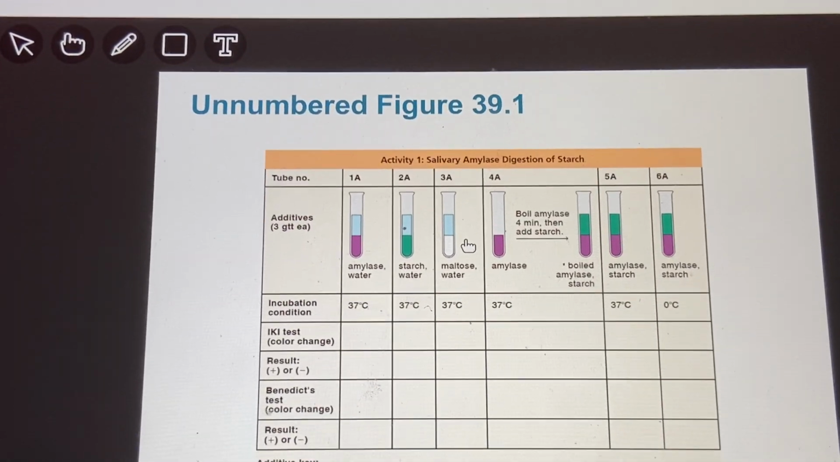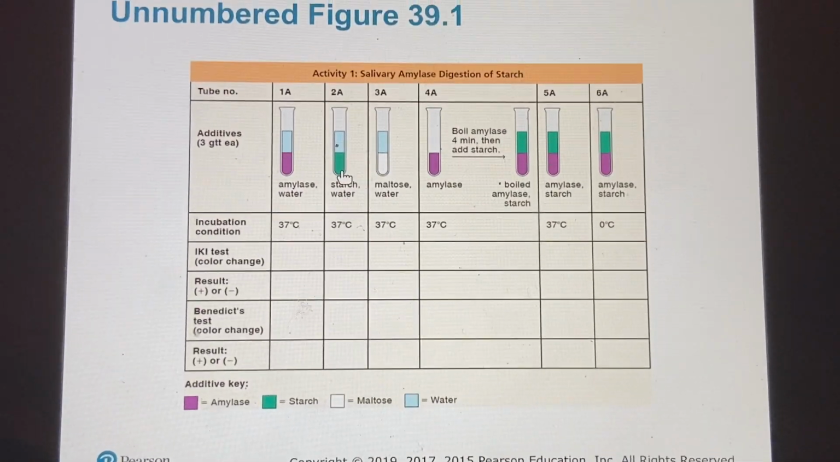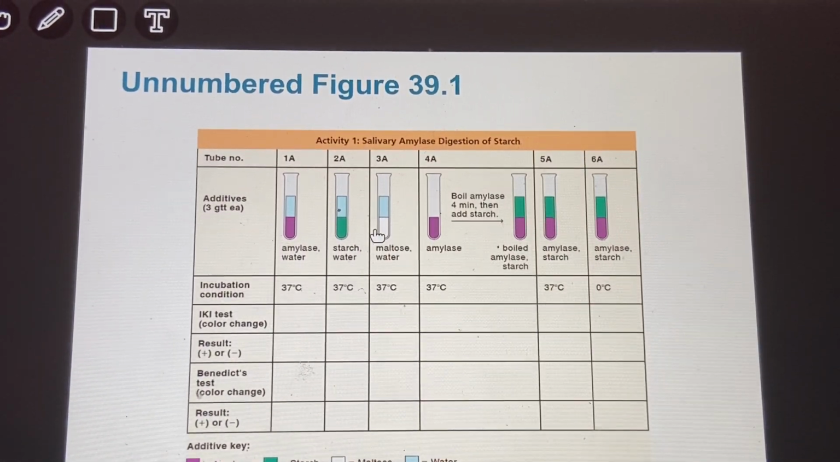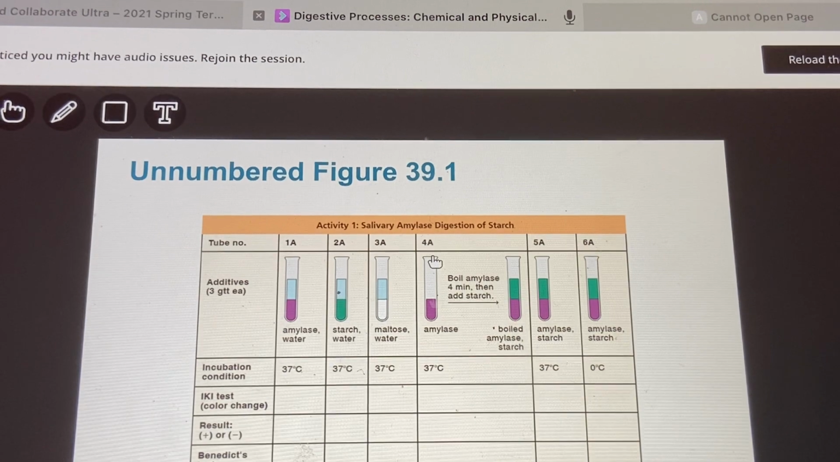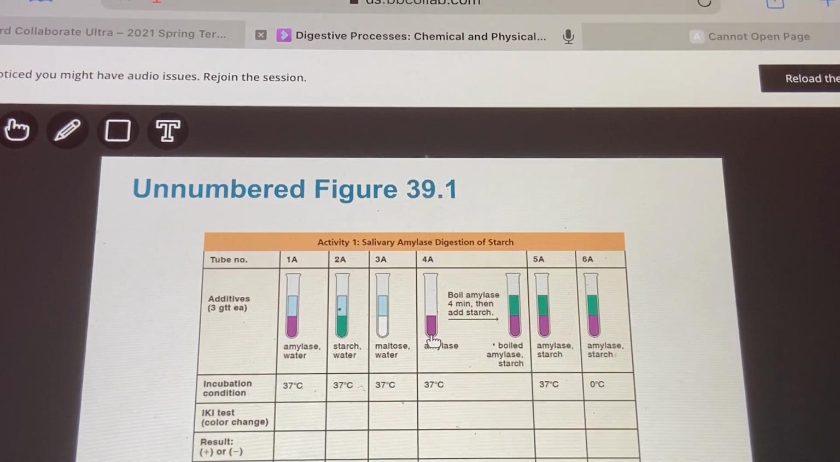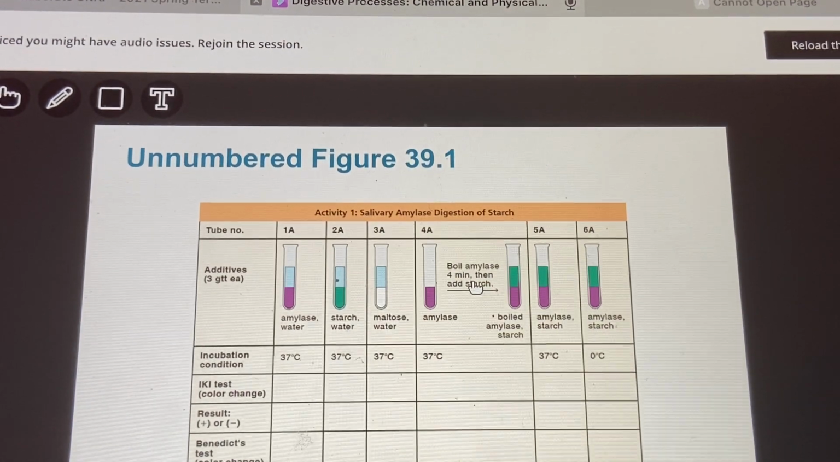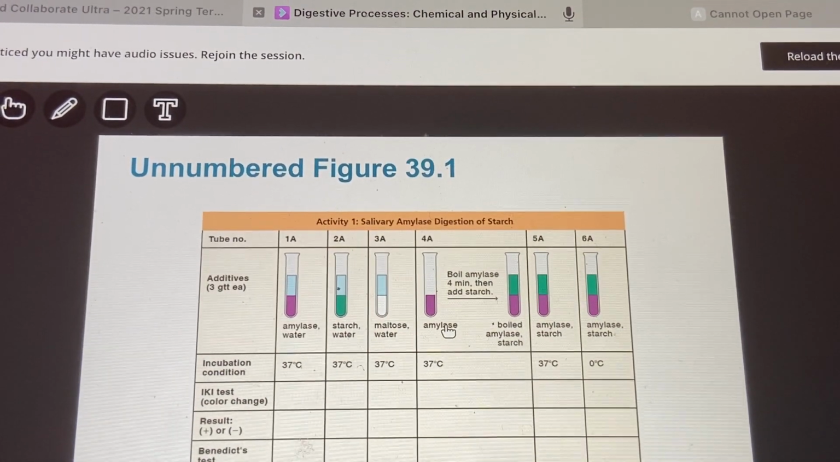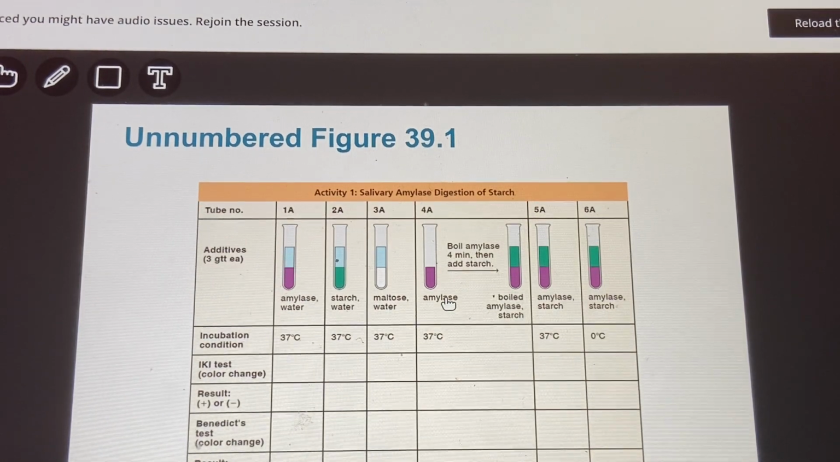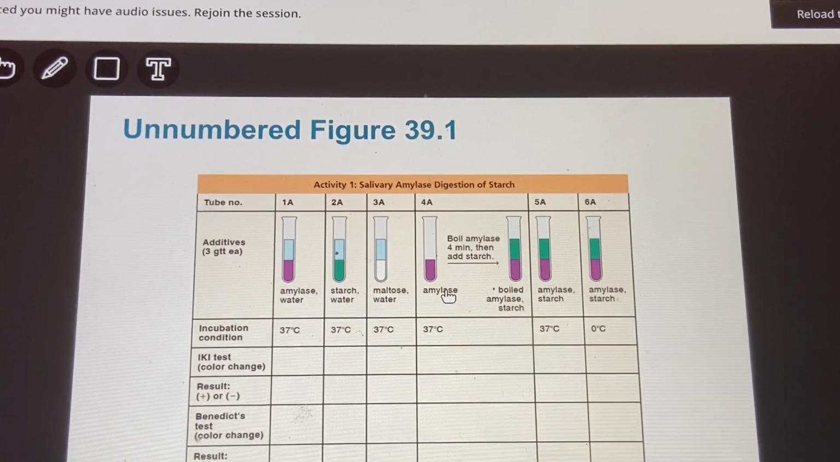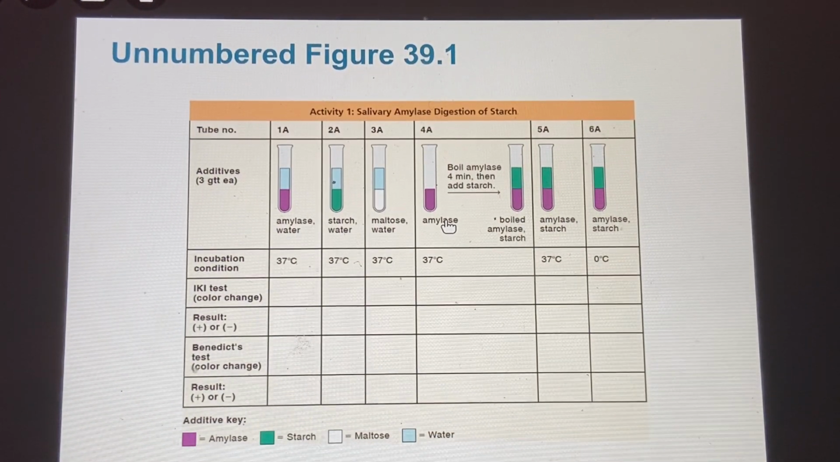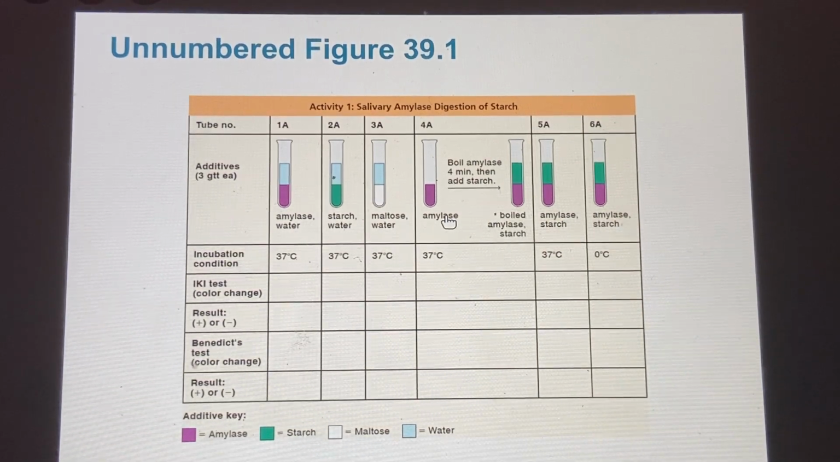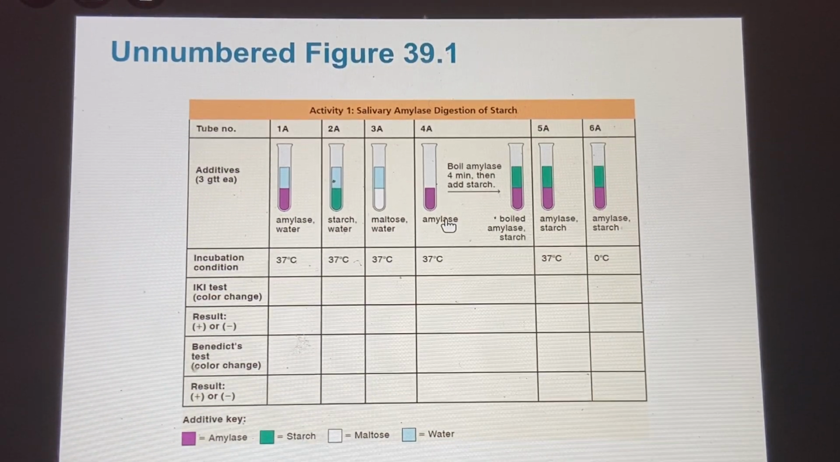Meaning this one has an enzyme. This one has no enzyme. This one has no enzyme also. What about this one, 4A? We have amylase, the enzyme, and we have to boil that enzyme. Now I'm bringing you back to Bio 1. The enzyme activity, if you remember, I want you to recall. If not, it's okay.